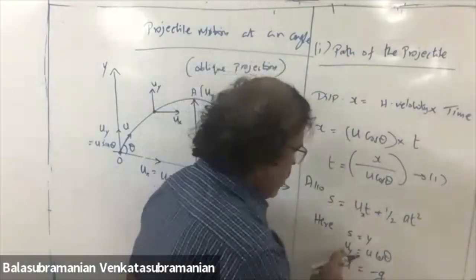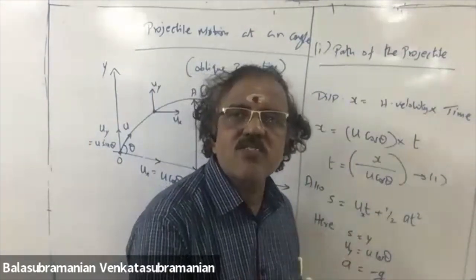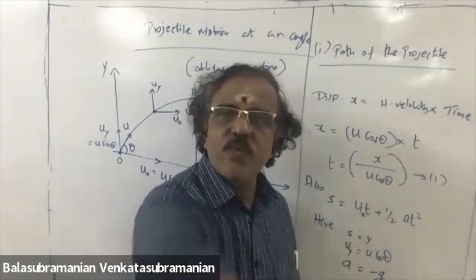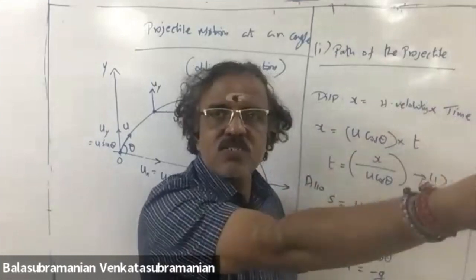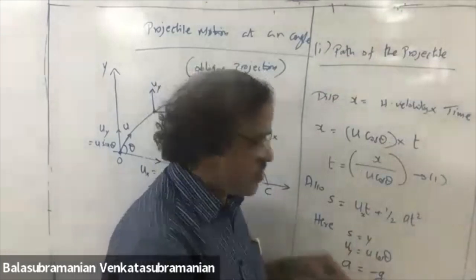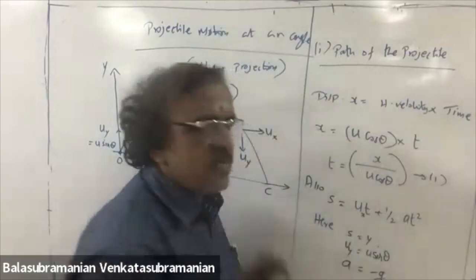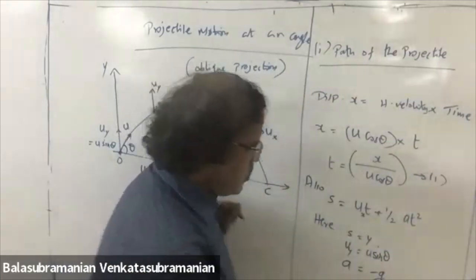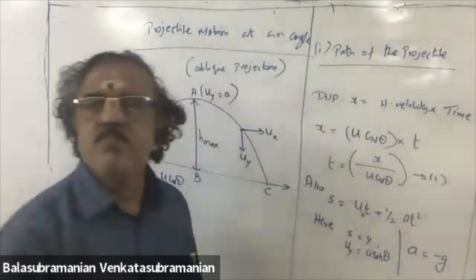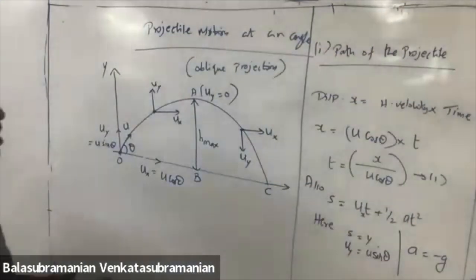For vertical displacement, the velocity is uy. Previously, you wrote ux is equal to u cos theta, that is perfectly correct. Now, vertical displacement: you are projecting a body like this, so it is moving against gravity. So we put a is equal to minus g. In the vertical direction, it becomes u sin theta, and a is equal to minus g. Substitute. What will happen?